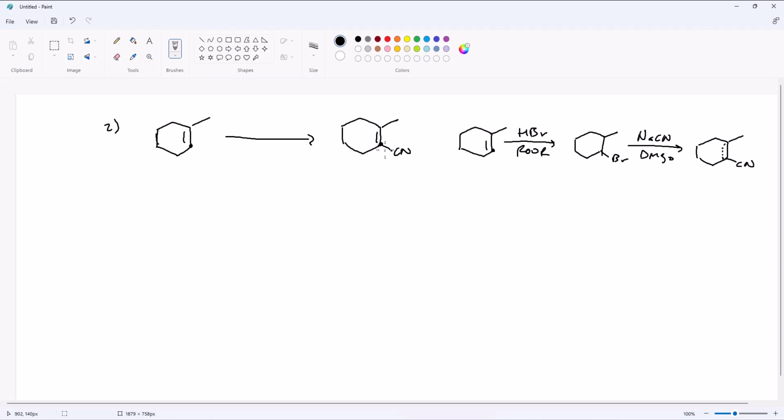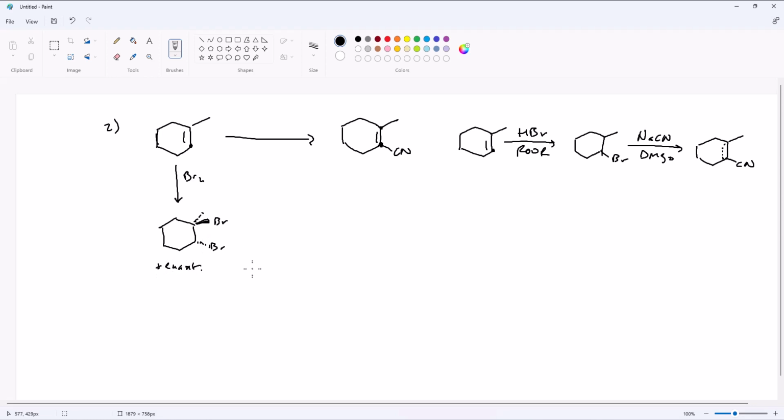So what we need to do is not only install one, but we need to install two functionalities across this double bond. So a way to install two functionalities is with addition of X2. So let's say we add Br2. Okay, and I will draw stereochemistry here. So we have Br, and again, this forms the enantiomer.